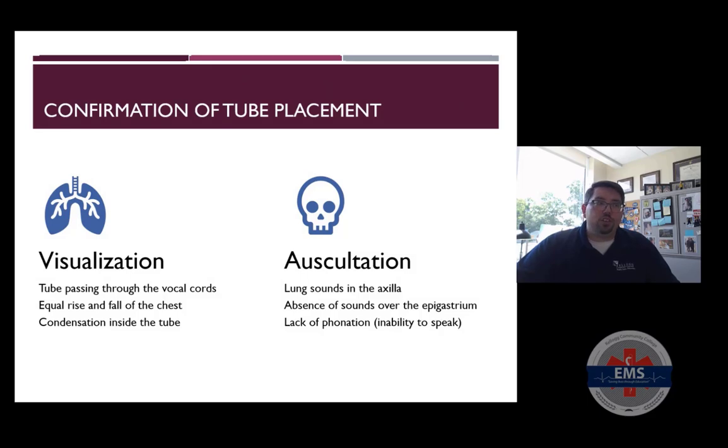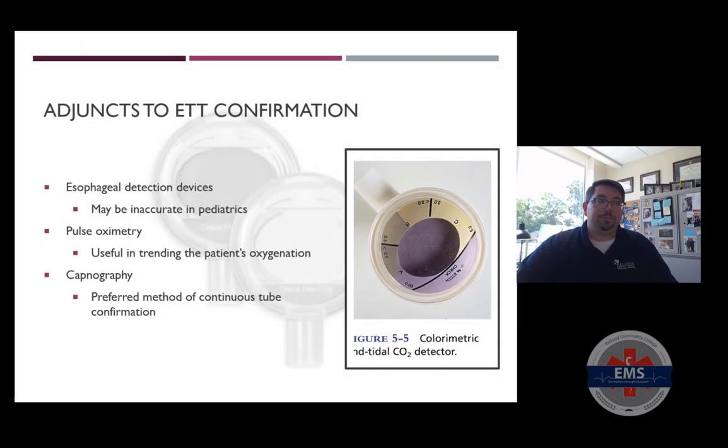Now for confirming, we're going to visualize the tube passing through the vocal cords, and look for equal chest rise and fall. Even condensation in the tube can be a decent tool for confirming. But remember, there's more to it than that. You also want to auscultate to see if we have any sounds in the epigastrium or in the lungs, and make sure they can't speak if they're awake and able to speak. And then obviously, slap on that capnography.